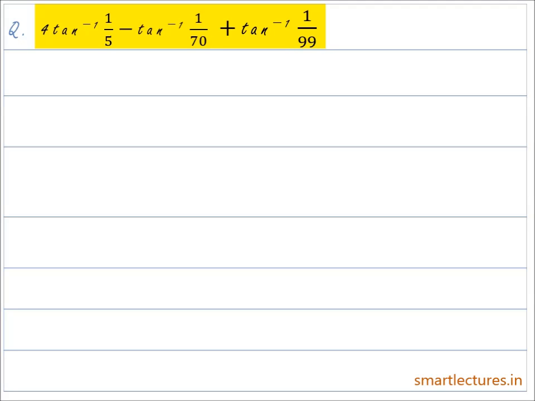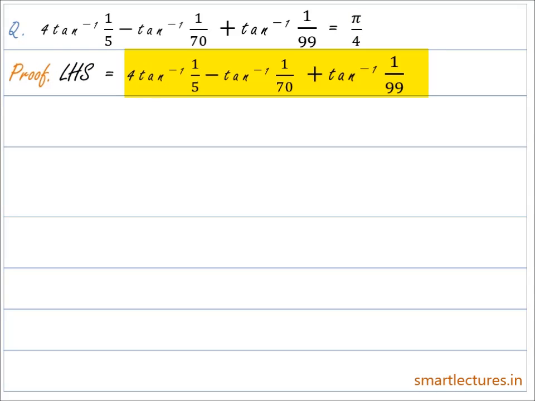Now let's solve one more question. Prove that 4 tan inverse 1 upon 5 minus tan inverse 1 upon 70 plus tan inverse 1 upon 99 is equal to pi upon 4. Now here, left hand side is equal to 4 tan inverse 1 upon 5 minus tan inverse 1 upon 70 plus tan inverse 1 upon 99.